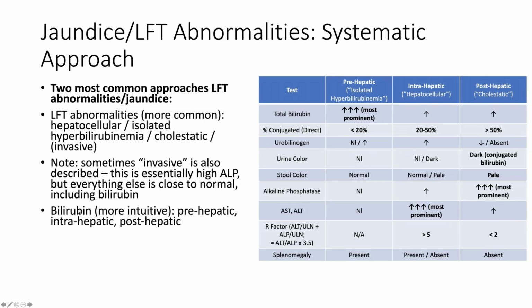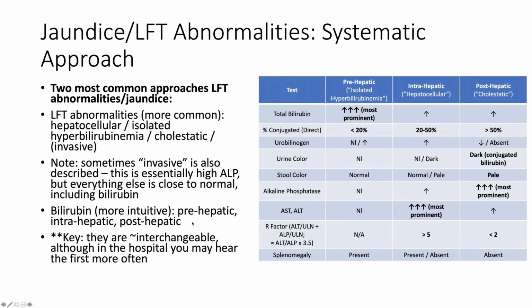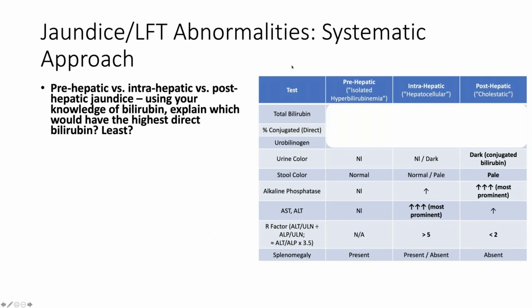So bilirubin, the more intuitive way of thinking about it is to look at causes of jaundice. So for causes of jaundice, one schema is to say prehepatic, intrahepatic, or posthepatic. So they're essentially interchangeable. In the hospital, you'll probably hear this more often, but in your head, oftentimes I think it's actually more useful to think in terms of pre and post. But I included both so that you can have both the intuition as well as the terms. So let's go to Paula.